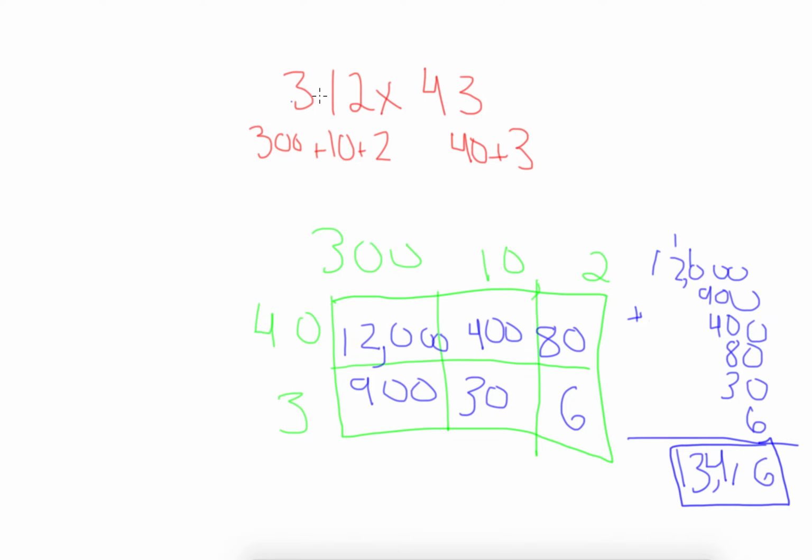So my answer to 312 times 43 using box method and all other methods would be 13,416. All right, keep practicing, 5 Group.